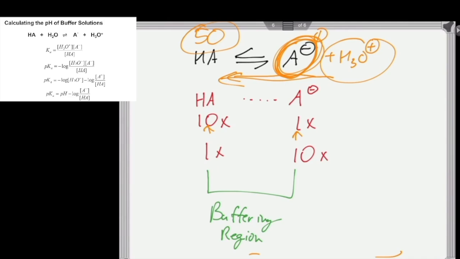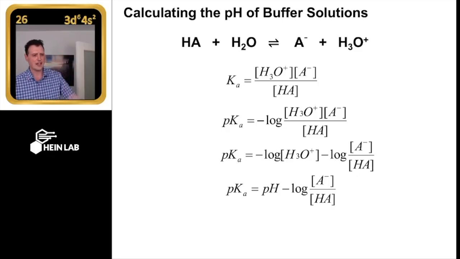So this is how we derive the Henderson-Hasselbalch equation. We start, now first of all, that first equilibrium, does everybody recognize that? We had a special name for that equation up at the top. What is the name of that HA plus water giving A minus? Yeah, that is the Ka, or the acid dissociation equilibrium equation.